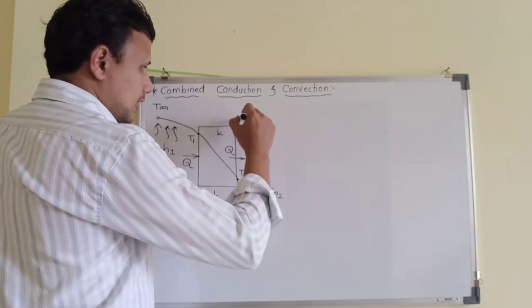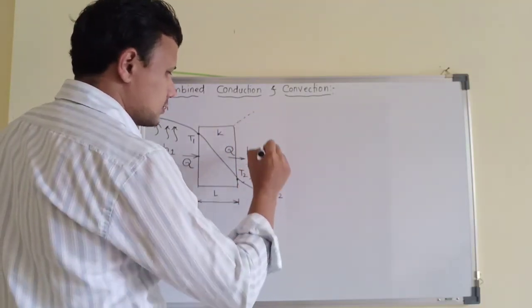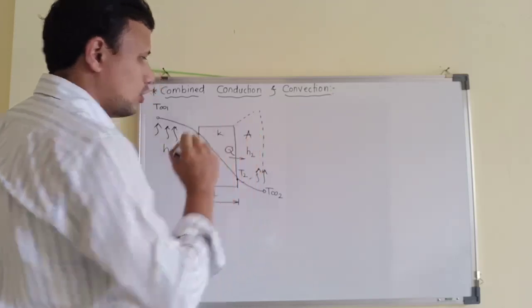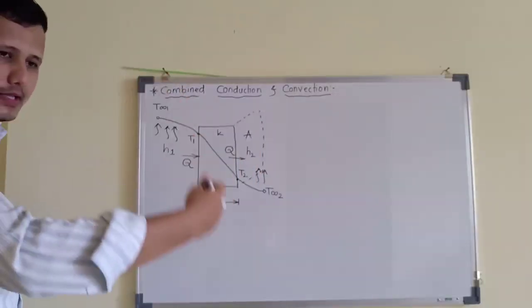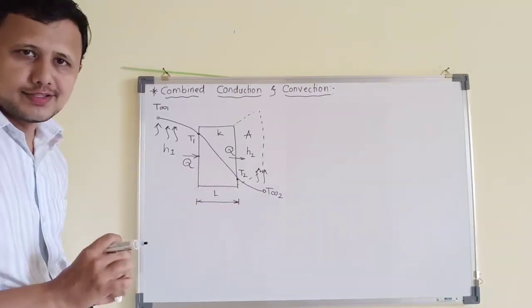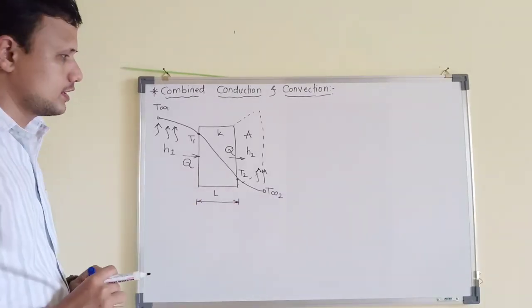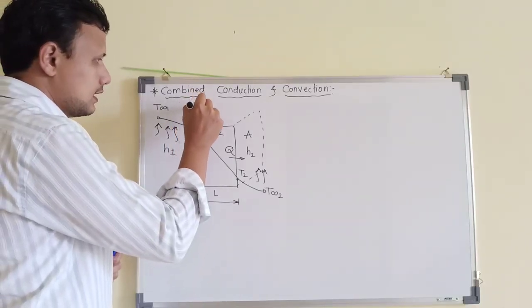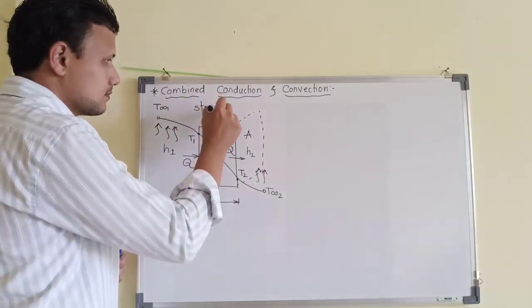And as in the case of Fourier's law, as in the case of a plane wall, we are considering that this is the area of the wall. This can be simply the side area of the refrigerator, and this is the thickness of the door or side walls of the refrigerator. Also, we are considering steady state heat transfer.